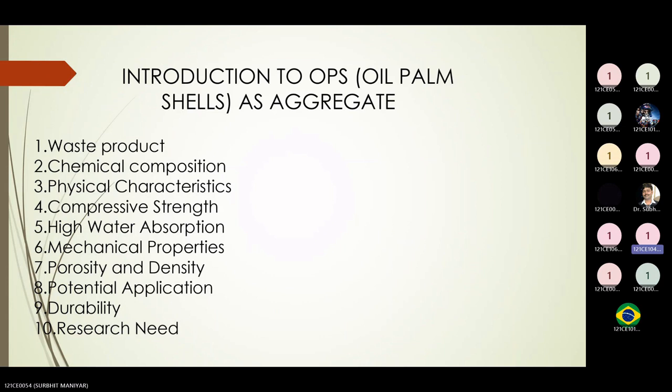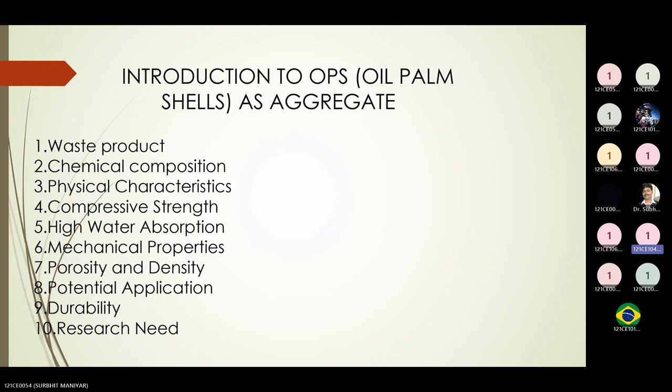Now some aspects of OPS we will discuss. Waste product: we have seen that it is a waste product of palm trees, the palm oil processing units, so that we can use it by sterilizing and threshing it. Physical characteristics: it comes in various shapes and sizes, but we only use some specific sizes because of structural requirements. High water absorption.